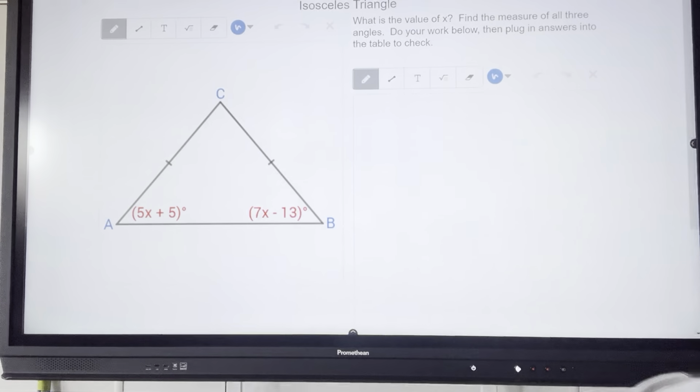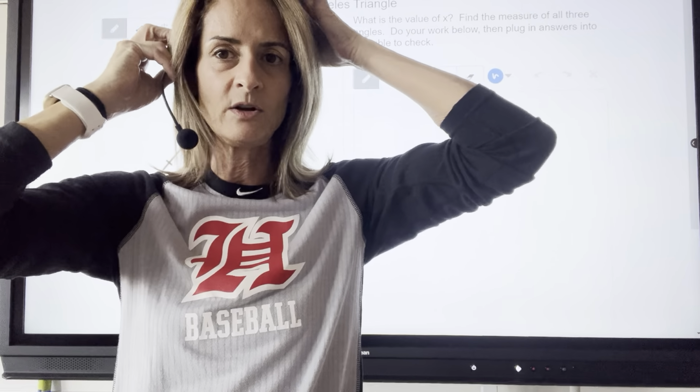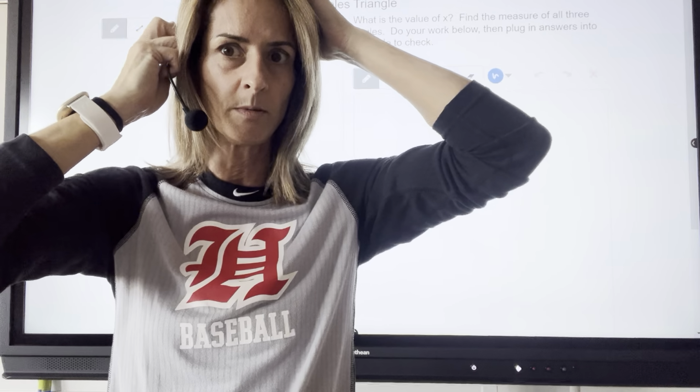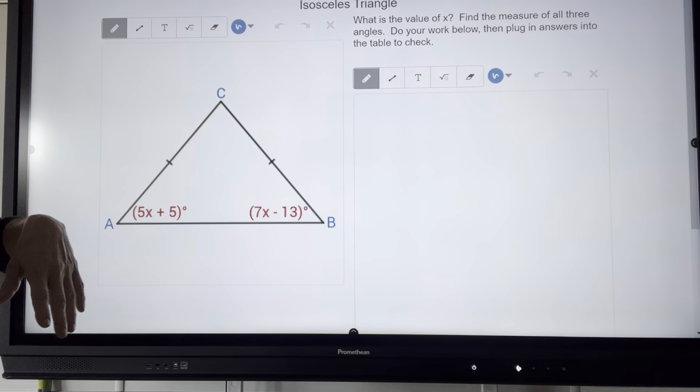Okay, welcome. We are going to use the Base Angles Theorem and work on one problem. It's asking what's the value of x, and to find the measure of all three angles.